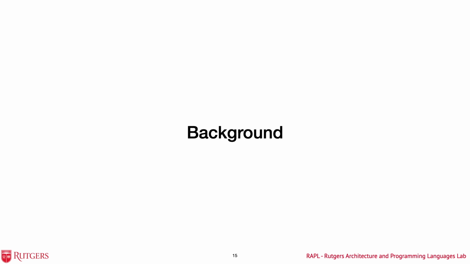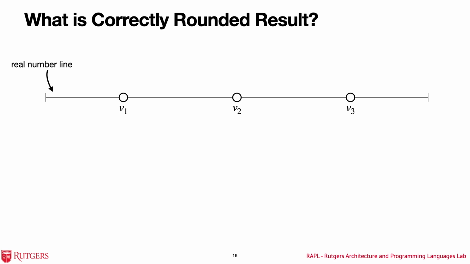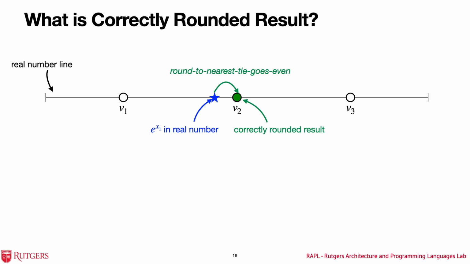To begin, let me start by providing some background on correctly rounded results and our previous RLIBM technique. Consider these adjacent 32-bit float values. Most elementary functions cannot be exactly represented in float and need to be rounded to a float value using a rounding mode. This result, v2, is then called the correctly rounded result of e to the power of x1 in float with the chosen rounding mode.